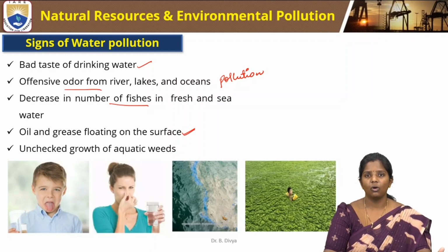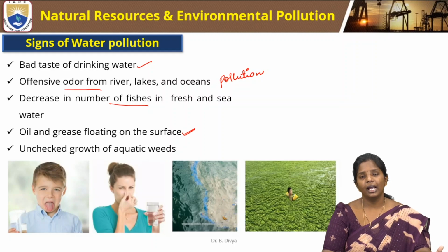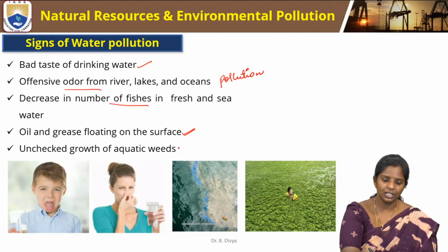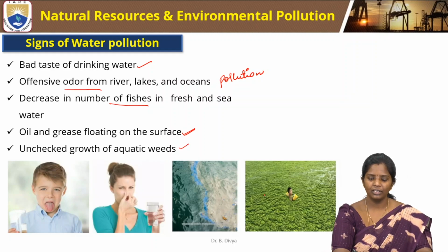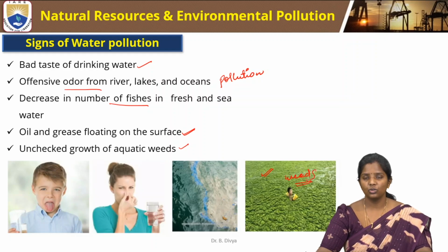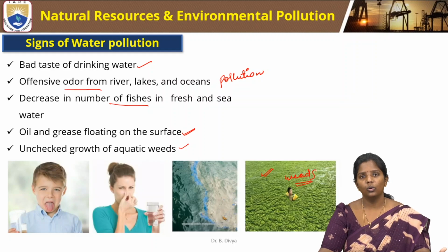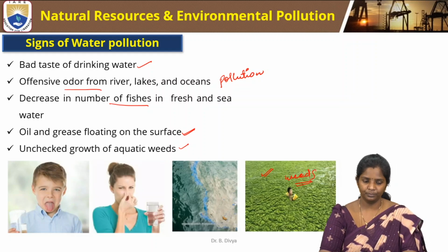Wherever there is oil or grease floating on the water body, the respiration systems of the organisms get affected because they cannot breathe. Then there is unchecked growth of aquatic weeds. If we see this picture, there is a lot of weed growing on this water body, so there is no space for air to go into the deeper layers of water, because the plankton itself consumes a lot of oxygen from the atmosphere.